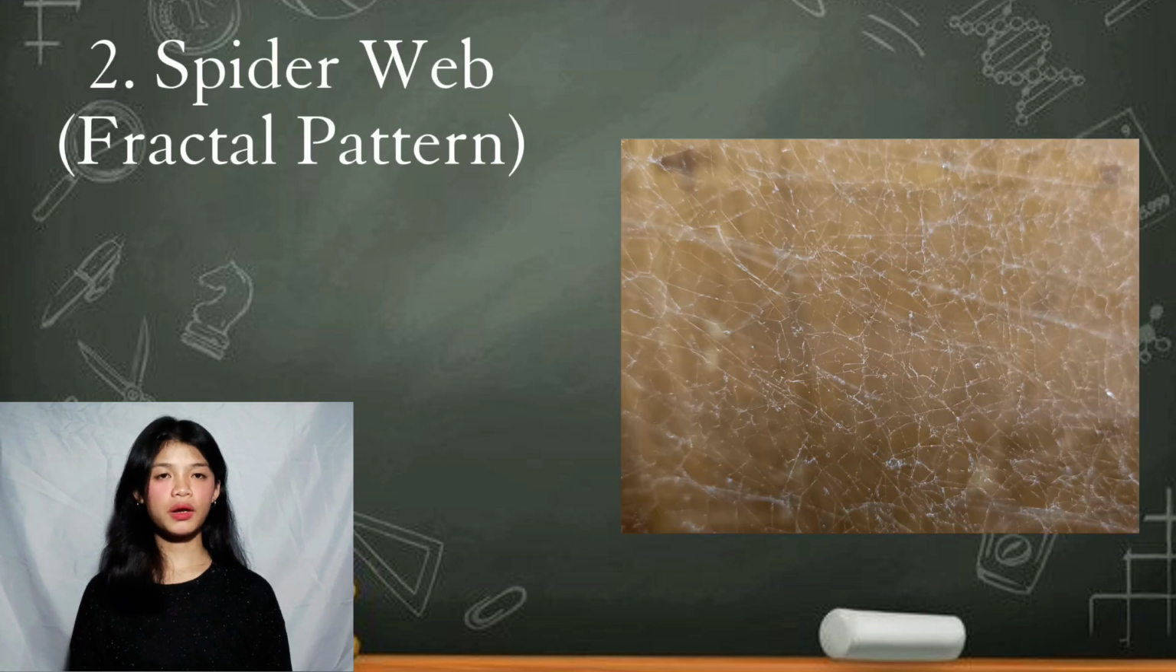Next, the spider web is an example of a fractal. A fractal is a pattern that repeats at different scales. Spider webs are fractals because their structure follows self-similar patterns, making them both strong and efficient.